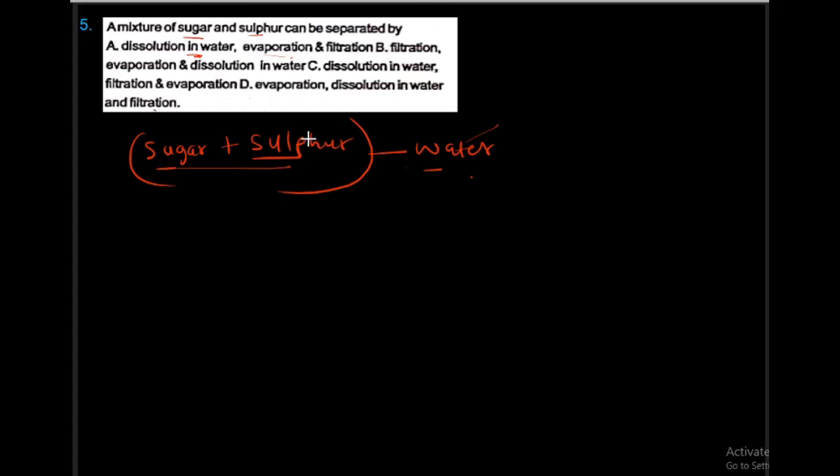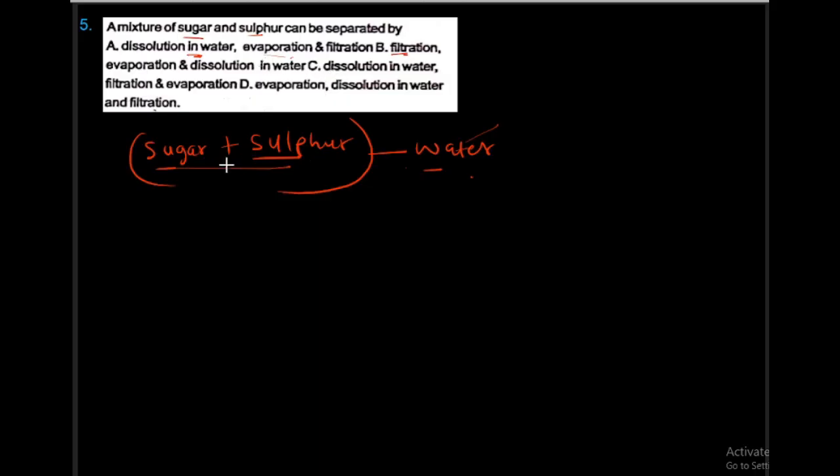Option B says filtration first. We're looking at a mixture of sugar and sulfur. We want to start with filtration. No. Filtration, don't forget, is applicable whenever we have an insoluble solid, a solid that is not dissolved in a liquid. That's when we use filtration first. In this case, sugar and sulfur are two solids. We cannot use filtration. Filtration is only applicable whenever you have a solid that does not dissolve in a liquid, an insoluble solid and a liquid. So here we have two solids, not an insoluble solid and a liquid. So filtration cannot work first.